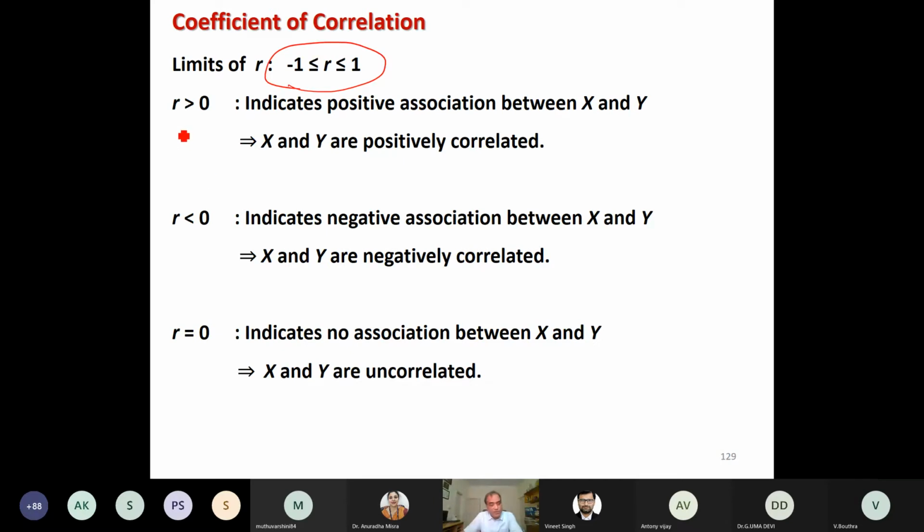So now if the value of r comes out to be greater than 0, that indicates a positive association between x and y, and we say that x and y are positively correlated. And if r comes out to be negative, then we say that the two variables are negatively correlated, and there is a negative association between x and y. Similarly, if r is equal to 0, that indicates there is no association between x and y, and we say that x and y are uncorrelated.